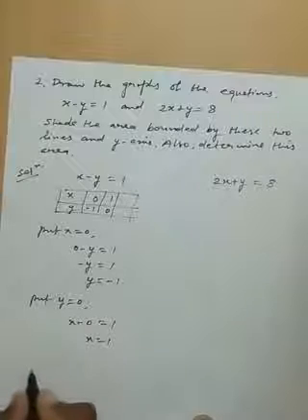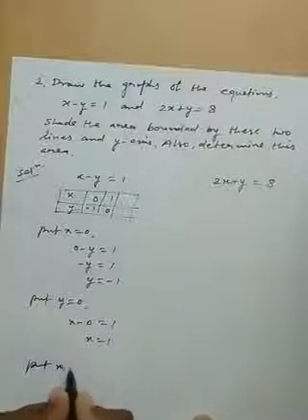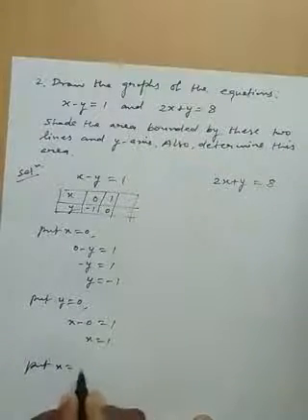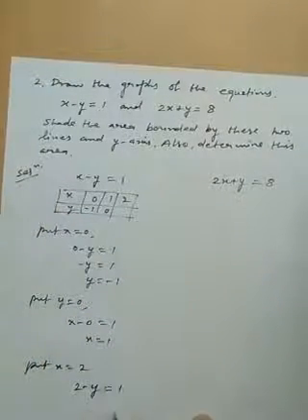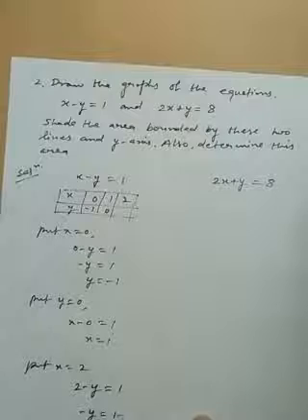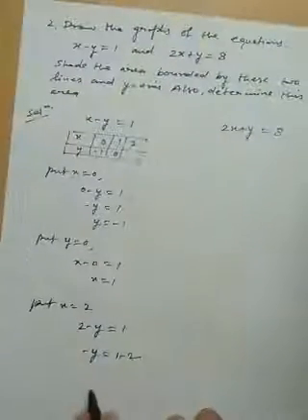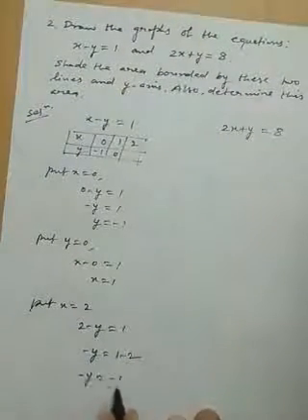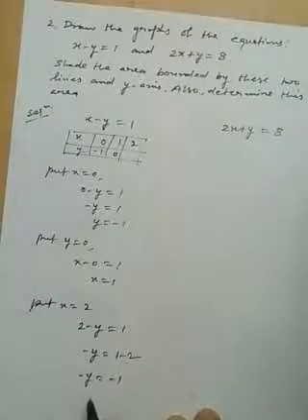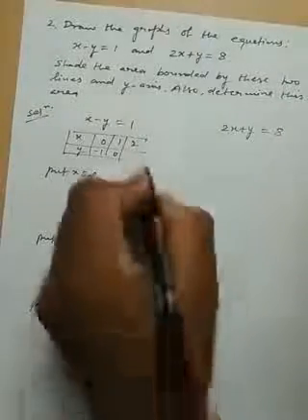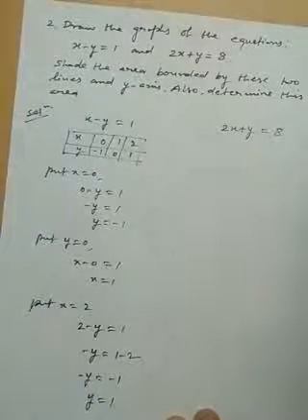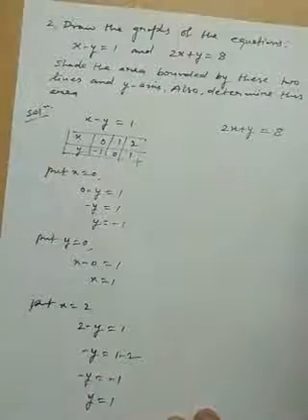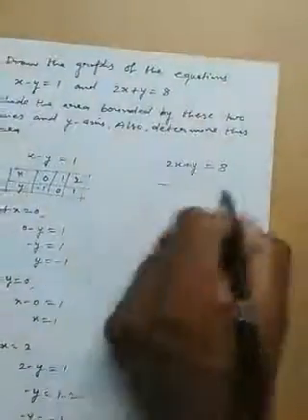We can put one another solution. Put x equal to 2. Then 2 minus y equal to 1. Minus y equal to 1 minus 2, and 1 minus 2 is minus 1. Minus and minus cancel, and y equal to 1. So at x equal to 2, y equal to 1. These are the three solutions for the first equation.